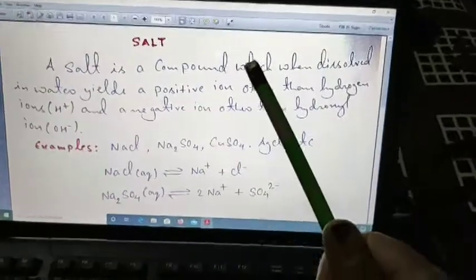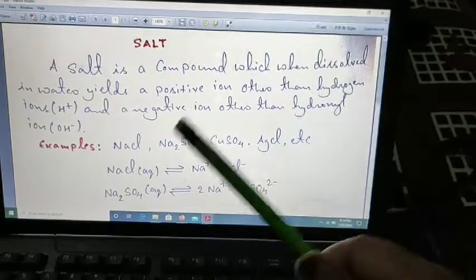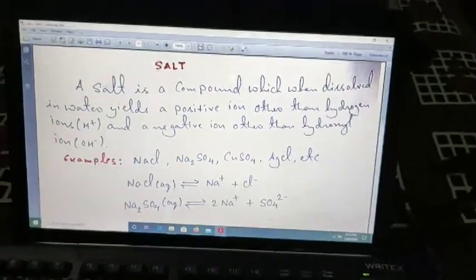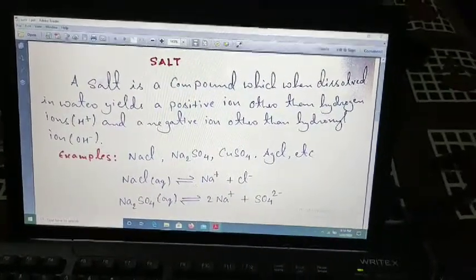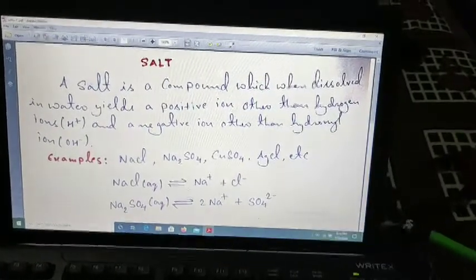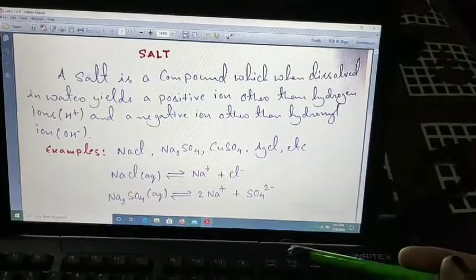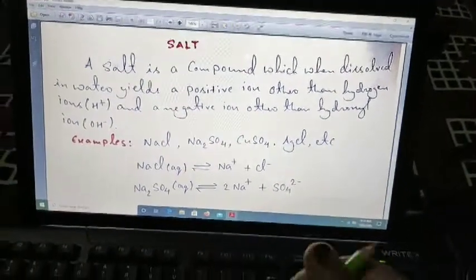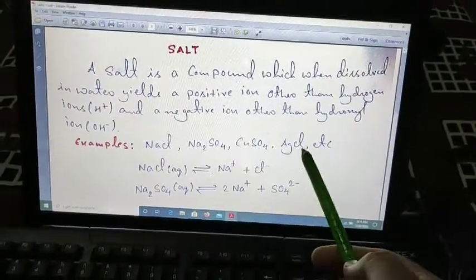A salt is a compound which when dissolved in water yields a positive ion other than hydrogen ions and negative ions other than hydroxyl ions. So a salt is a compound that, when it dissolves in water, gives a positive ion other than H+, say for example Na+, or a negative ion other than OH-, say for example Cl-. Examples of salt are sodium chloride, sodium sulfate, copper sulfate, silver chloride, etc.